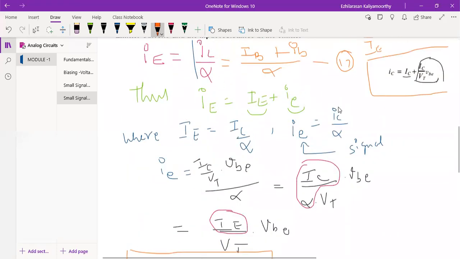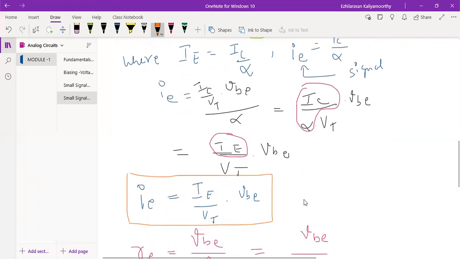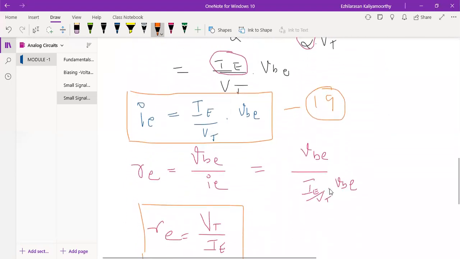Previously we have seen equation number 17. Let me take IE, this is equation number 18. Then let me take IE equal to IC by alpha. This equation number is 19. Then let me take this expression as VBE by IB is 20. This is 20. This is 21.